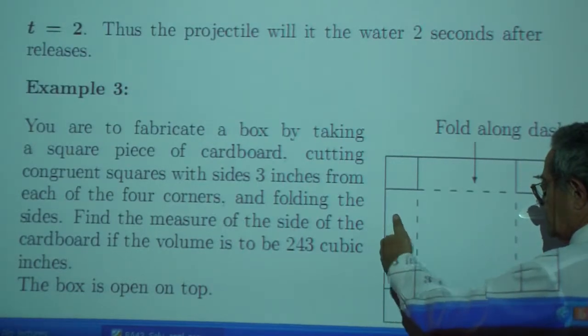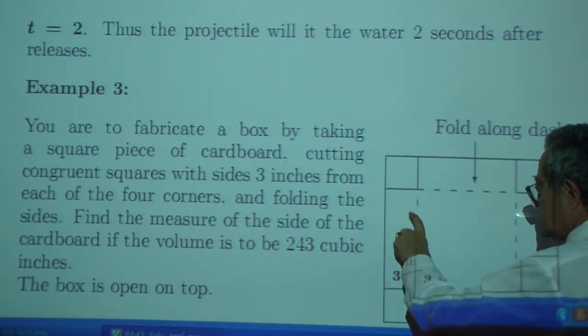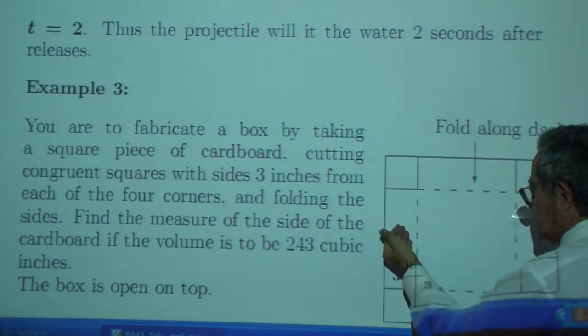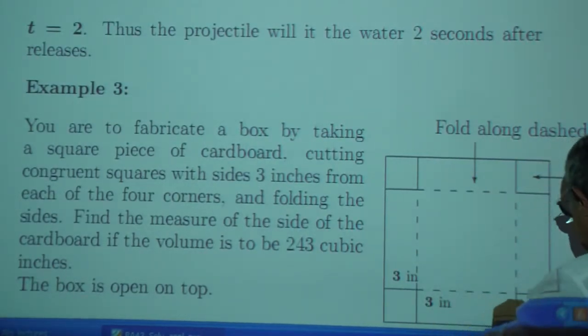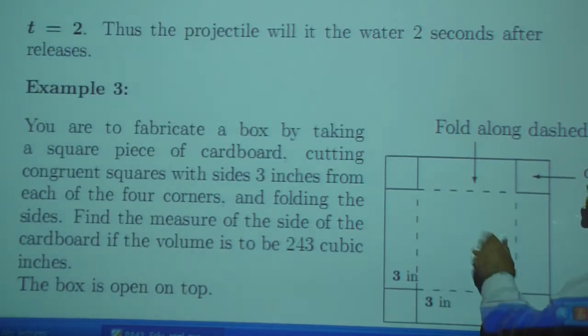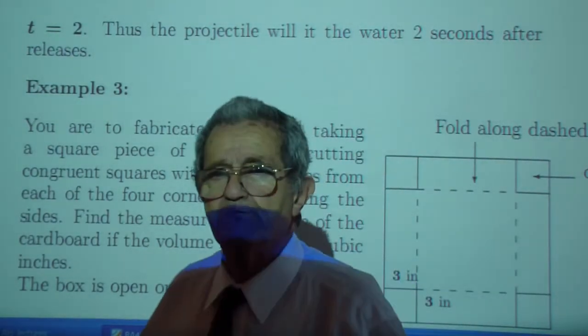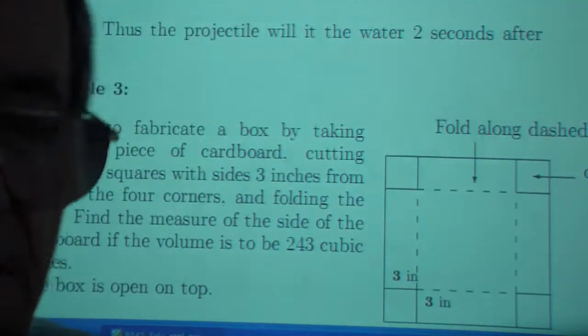And this part of the cardboard is raised, this part is folded over, this part is folded over, and this part is folded over, and now you have a box.